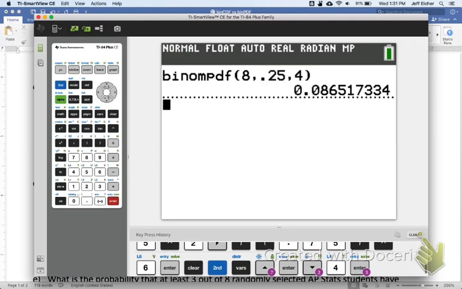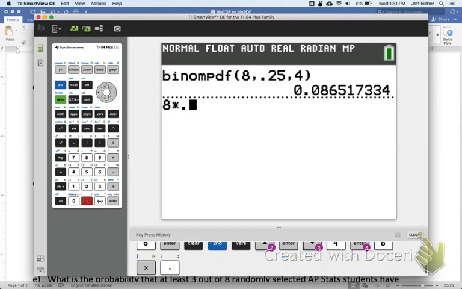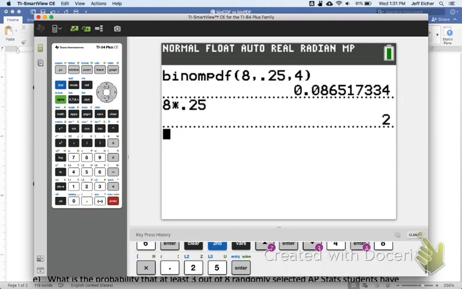Now on average, if we have 8 times 0.25, we're expecting on average to get 2. So we had a much higher probability of getting exactly 2 out of 8. And our probability of getting 4 out of 8 has decreased, so it's less likely. Let me show you what a binomial distribution looks like.